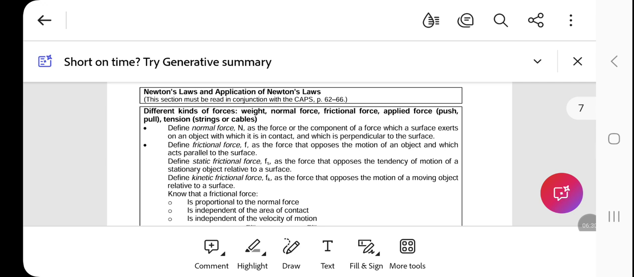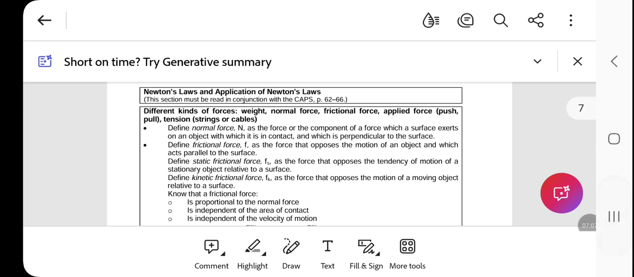So that is your definition, guys. The key point here is that frictional force must oppose the motion. We know what a motion is, guys. It's the movement of the object. So whenever you need to find your frictional force, check the direction of the movement of the object. Is the object moving to the right, or is it moving to the left? Your frictional force must oppose the direction of the motion. That is very important.